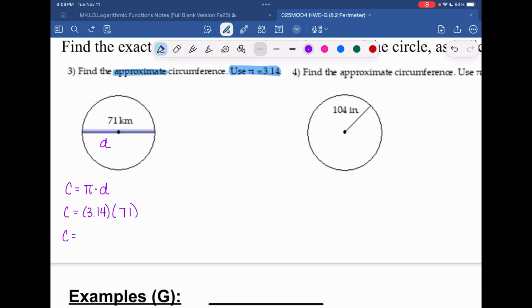So when you see approximate, that means that you're going to use the approximate number. And in this case, they tell us to use 3.14. If they said use 22/7, we would use that. So we would put this in our calculator, 3.14 times 71, and we would get 222.94 kilometers.